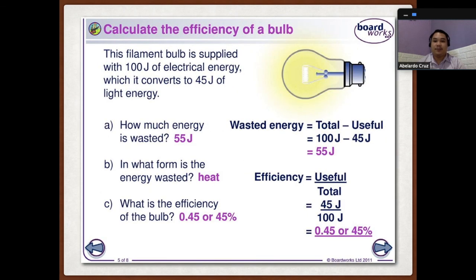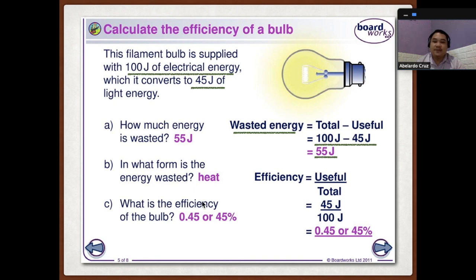Let's have a sample problem. This filament bulb is supplied with 100 joules of electrical energy, which it converts to 45 joules of light energy. We have here the given, which is 100 joules of electrical energy. Then it will be converted into 45 joules. Then the first question here is, how much energy is wasted? That is, total minus the useful, 100 joules minus 45 joules, and we have here 55 joules. In what form is the energy wasted? And that is in the form of heat.